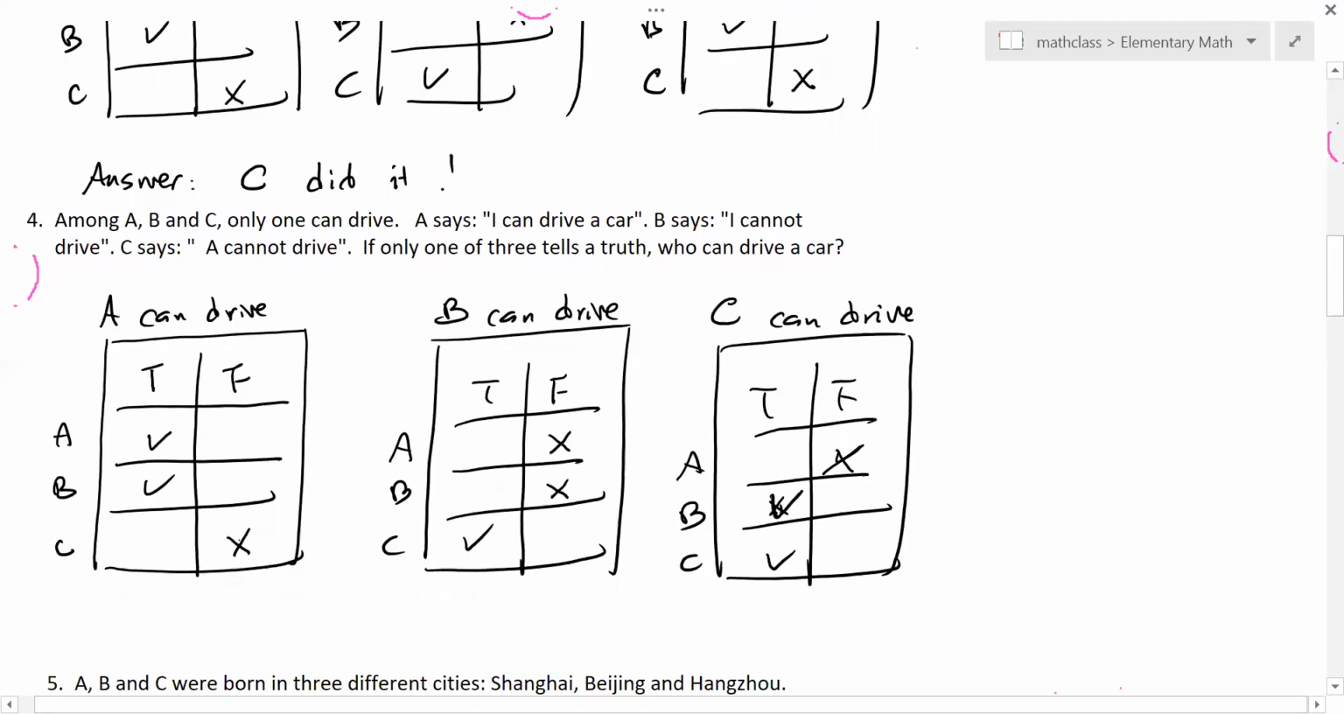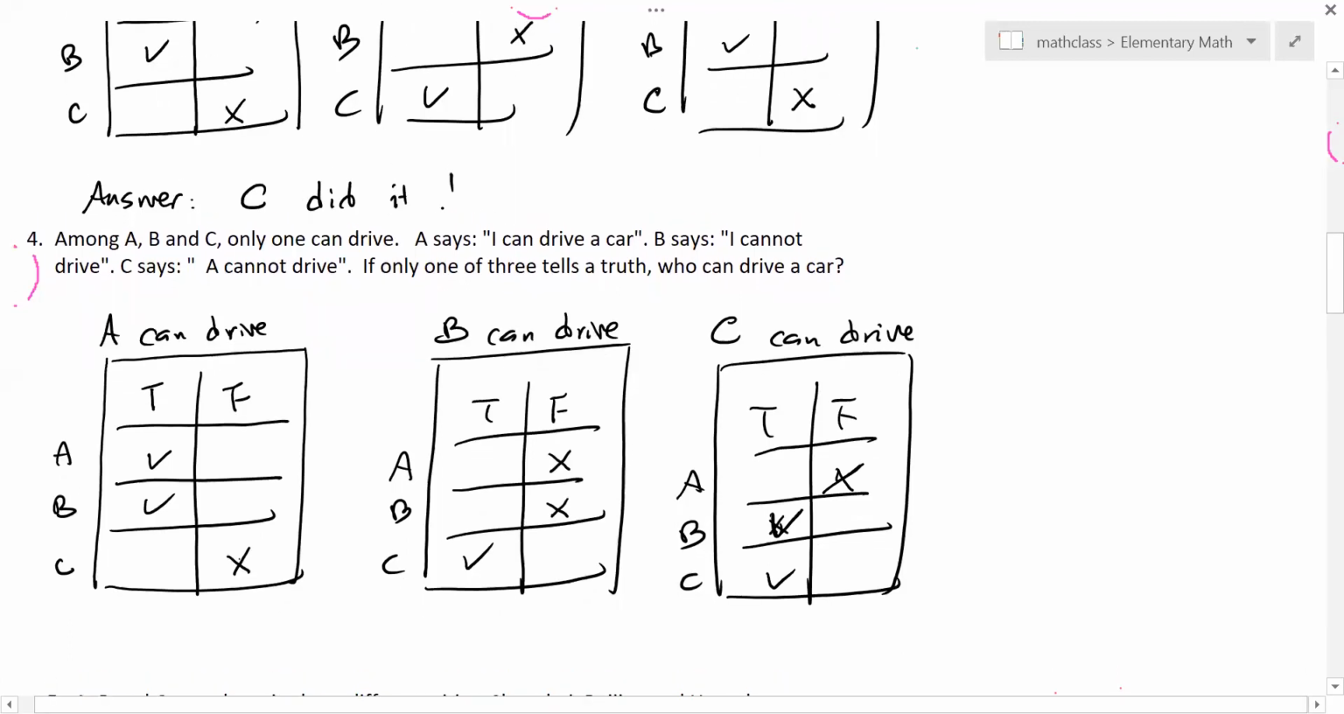So what we are given is that only one of the three tells the truth. In which case does only one tell the truth? The one in the middle. Because in the first case, two of them tell the truth. In the last case, two of them tell the truth. In the middle one, only one tells the truth. So then the answer is B.